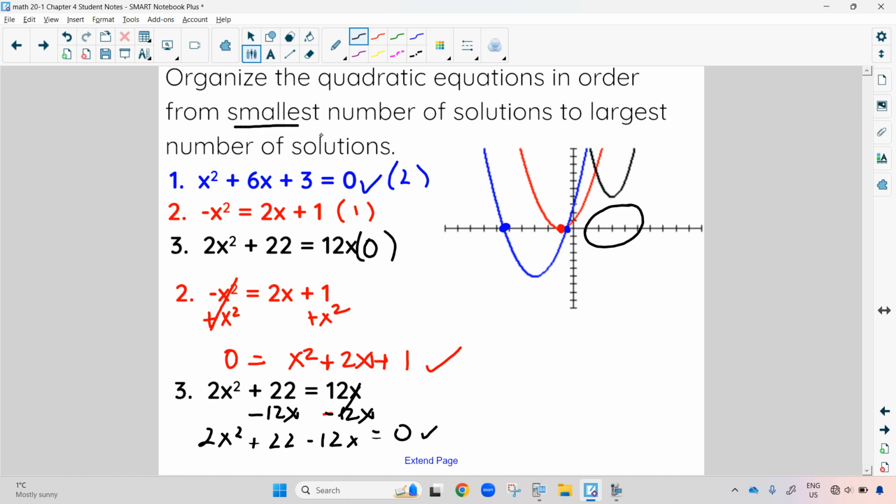So to put them in order from smallest number of solutions to largest number of solutions, the smallest number of solutions is the black graph. The next number of solutions would be the red graph. And the last would be graph number 1. So smallest to largest.